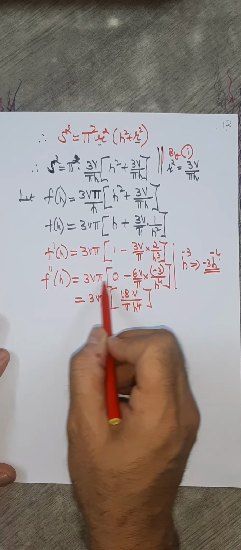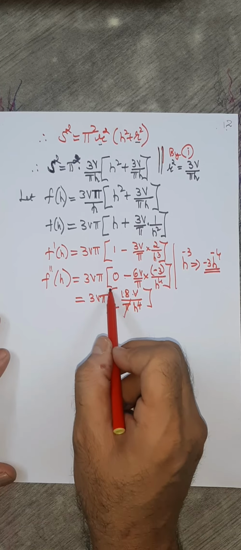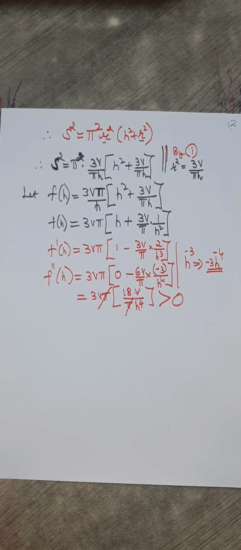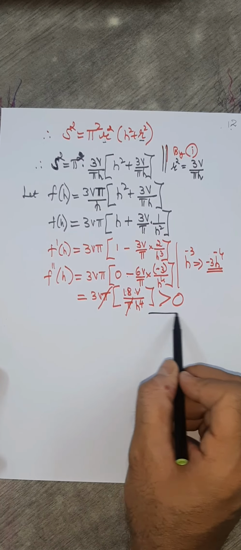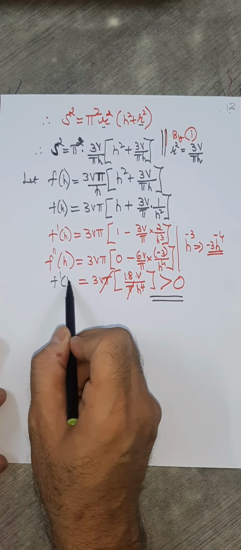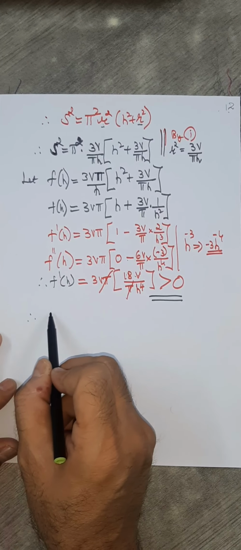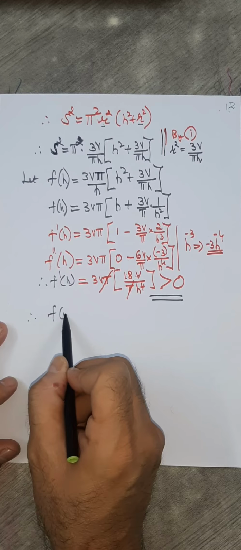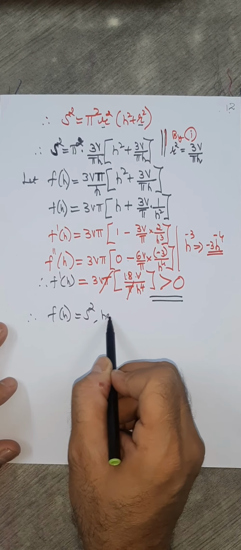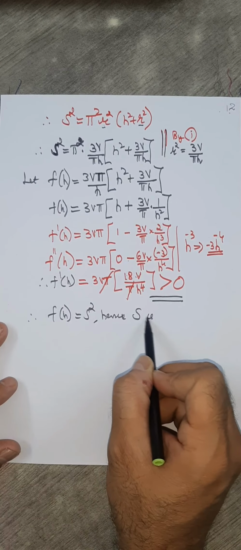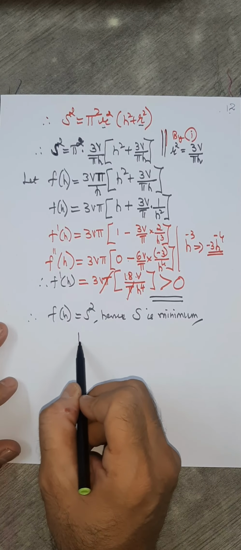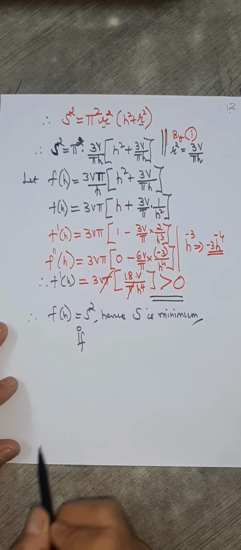Now here everything is positive, volume positive, pi you can cancel. The important thing which we notice here is the double derivative is positive. That means surface area must be minimum. Fine. Okay, so therefore here f of h, which is s squared, hence s is minimum, hence h is minimum if the first order derivative is 0.